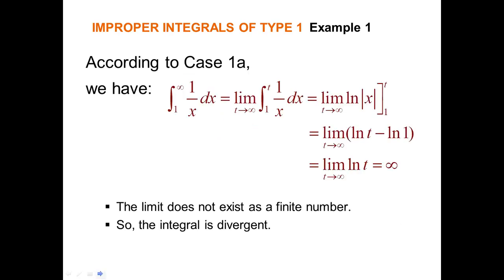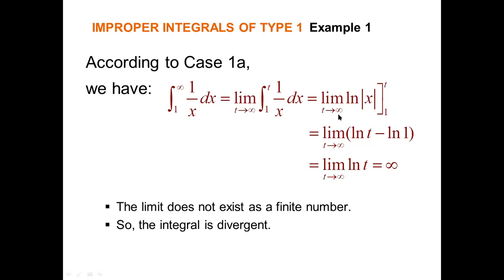So, let's see. Case 1A, you will have to evaluate it from 1 to t and evaluate the limit as t approaches infinity. The integral of this, you've learned already, will be ln of x. If you substitute the limits of integration 1 to t, that would be ln of t, the upper limit, minus ln of 1, the lower limit. ln of 1 is 0. But ln of t, as t approaches infinity, is infinity.